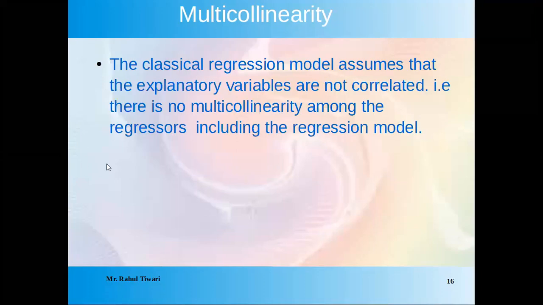The classical regression model assumes that explanatory variables are not correlated. Are you getting the meaning? Explanatory variables are not correlated. That is, there is no collinearity among the regressors included in the regression model.